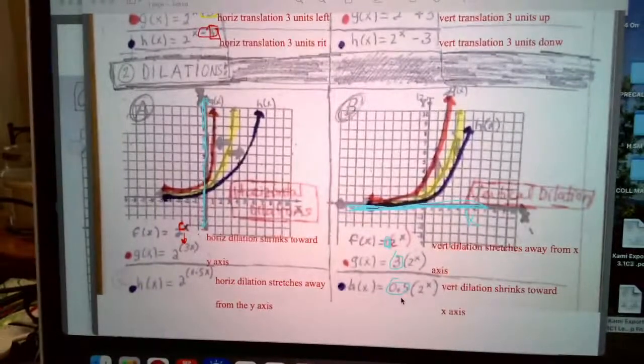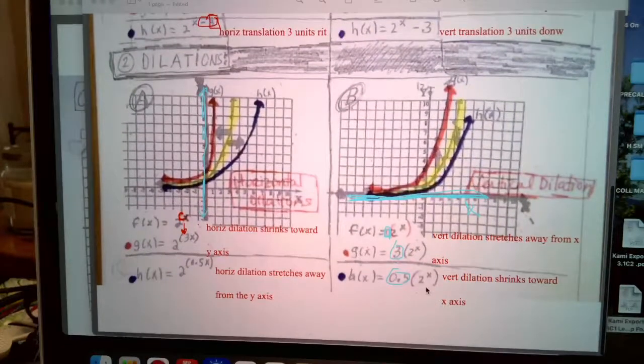Type in y2 is 0.5, 2 to the x. What is that going to do when you graph it and look at it? That one's causing a vertical dilation where it's shrinking. Shrinking means moving down towards the x-axis. It's getting closer, so that means it's shrinking. Again, the description.